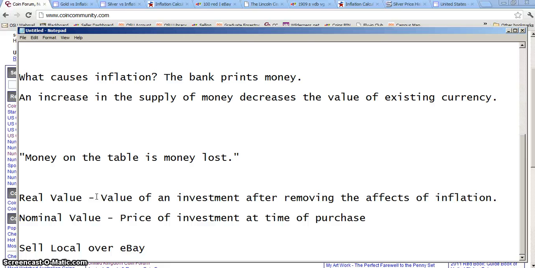Okay? The real value of an investment is the value of an investment after removing the effects of inflation. Now, a nominal value is the price of investment at the time of purchase. So let's say in 1966, your grandfather stuck a few $100 red notes in the vault. Now, at that time, obviously, it cost him $100 to do that. If you were to pull those 1966 red notes out of the vault and sell them today, would you have actually made money?